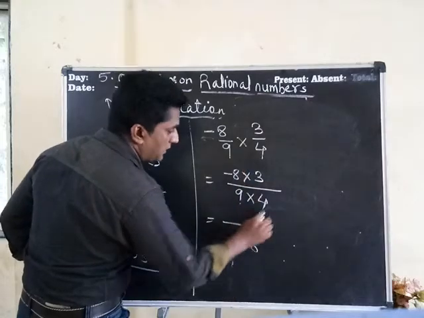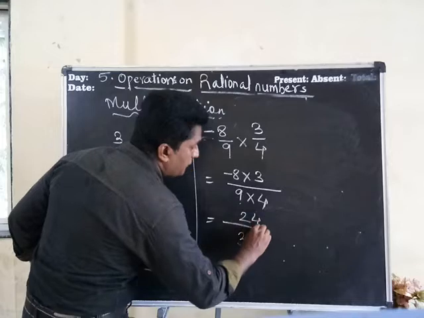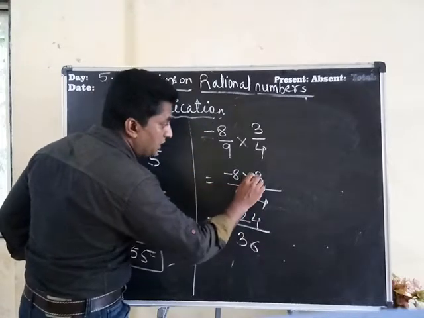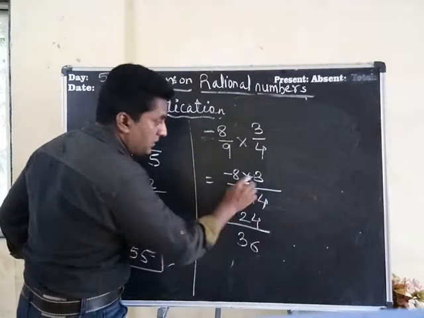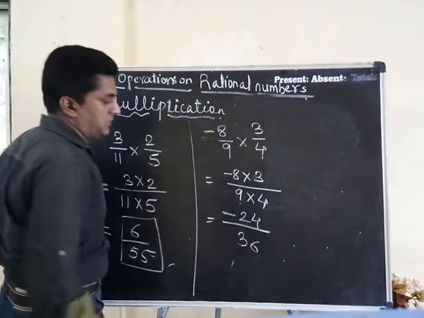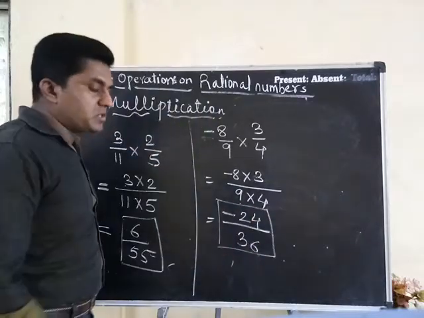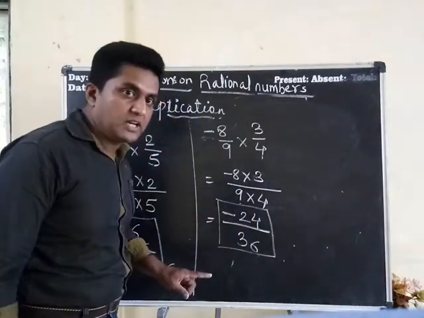See, 9 4s are 36 and 8 3s are 24. But negative into here nothing means what is there? Positive is there. So negative into positive means what? Negative. So your answer is negative 24 upon positive 36. This is your final answer.